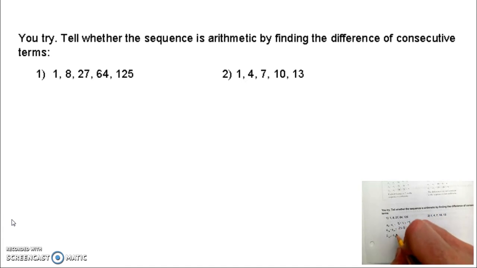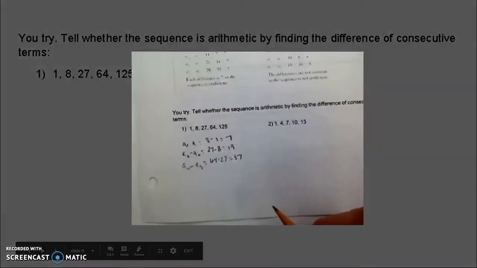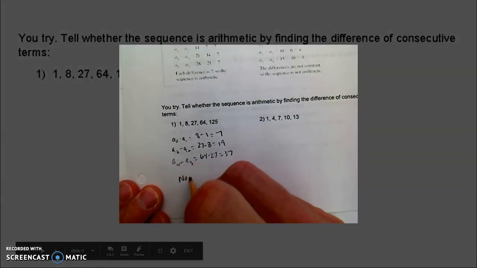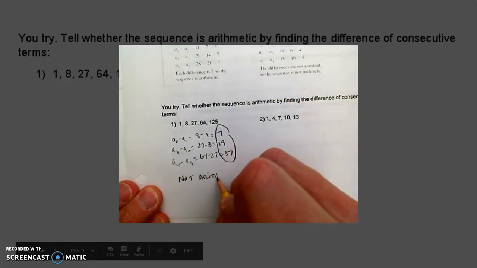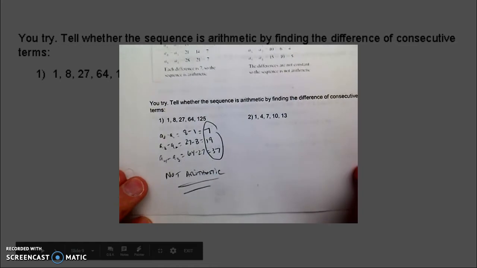Term 4 minus term 3, 64 minus 27. And that's going to give us 37. Well, it's obvious that these are not a common difference. We don't have the same value when we subtract each time. So, not arithmetic. So, go ahead and pause the video. You try number 2. And then you can come back and check your work.